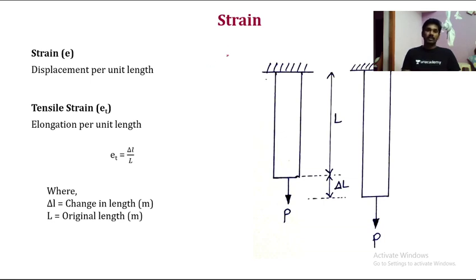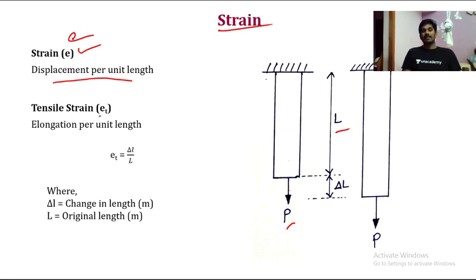Coming to the next one, strain. What is strain? It is represented as e. Consider a bar which is fixed at the top, with load P applied at the bottom of the bar, and the length of the bar is L. Due to the load applied, there is a change in dimension, a change in its length. This displacement per unit length is called strain.